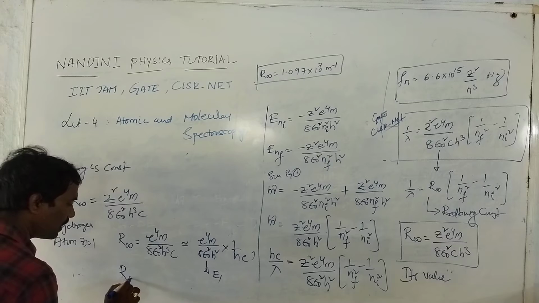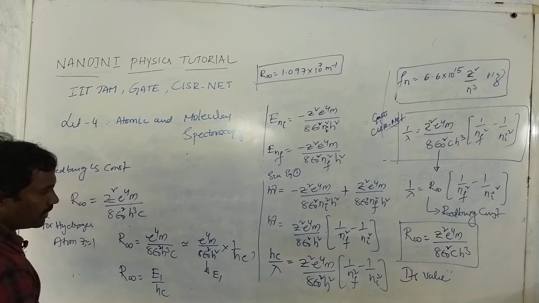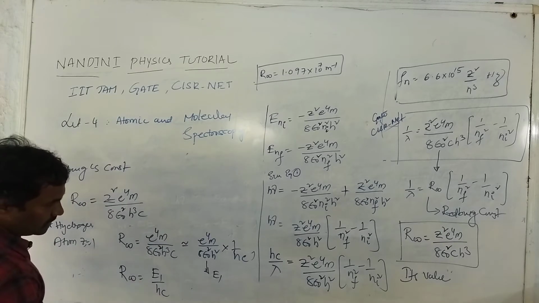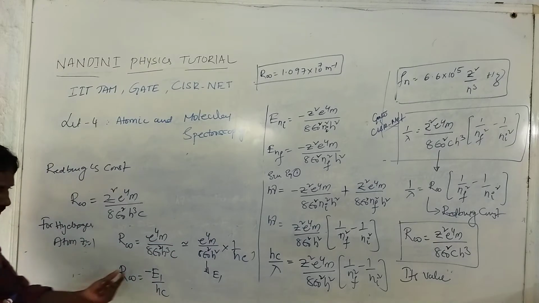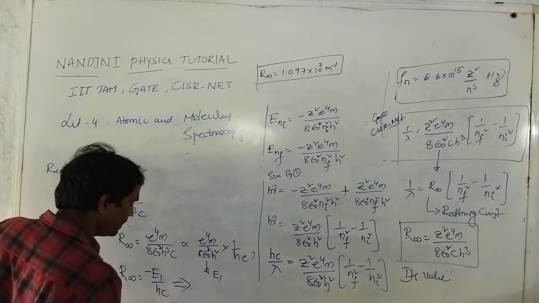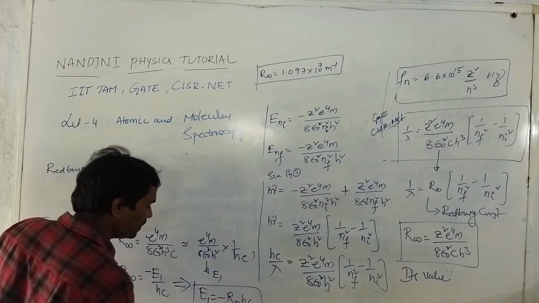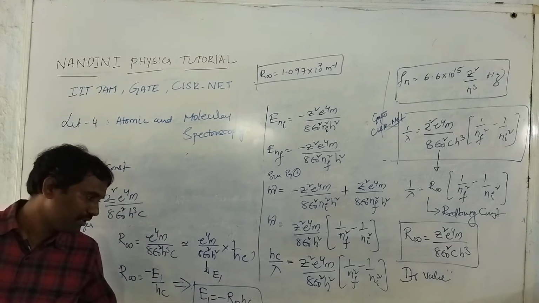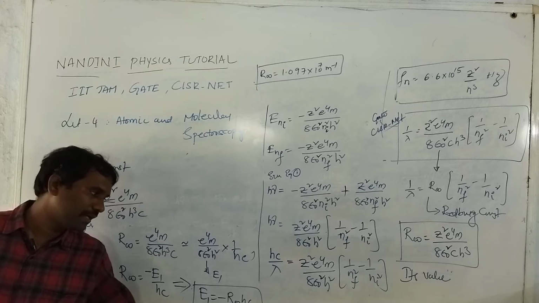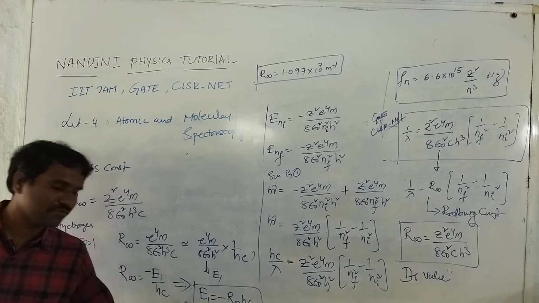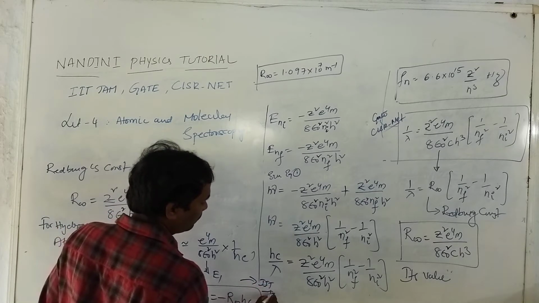Therefore the Rydberg constant R infinite is E1 divided by hc. Energy is negative, so you put a minus sign here. So this is written as E1 is equal to minus R infinity hc. This one equation tells about the relationship between the hydrogen atom and the Rydberg constant. This is a very important formula for IIT JAM students.